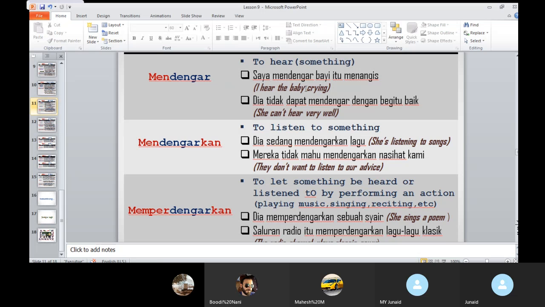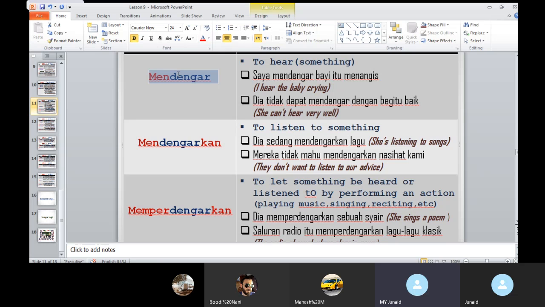But don't worry. We just use dengar in spoken Malay. You don't have to say mendengar or mendengarkan. Dia sedang mendengarkan lagu. Or in spoken Malay, just use dengar. Dia dengar lagu. Hear or listen doesn't have any difference in Malay. Just use dengar.